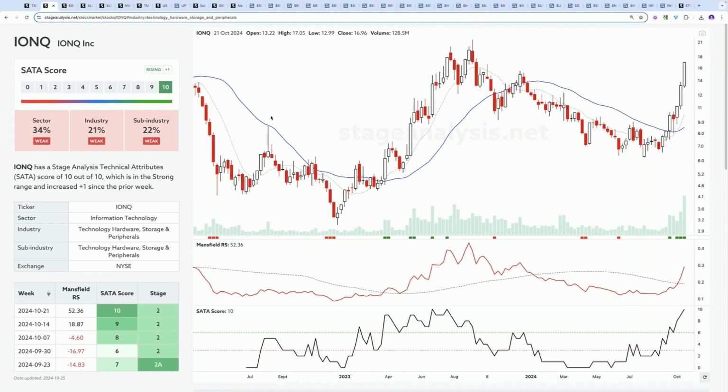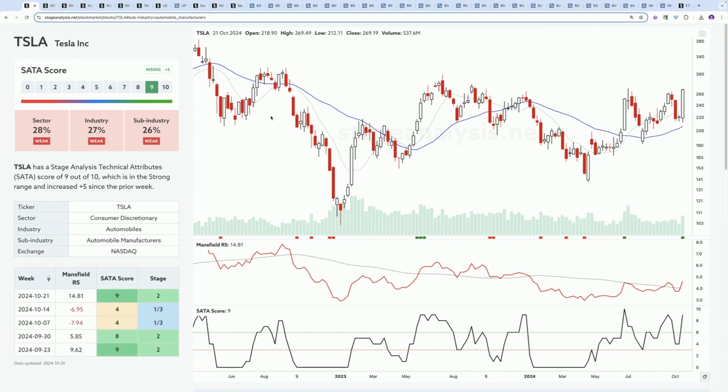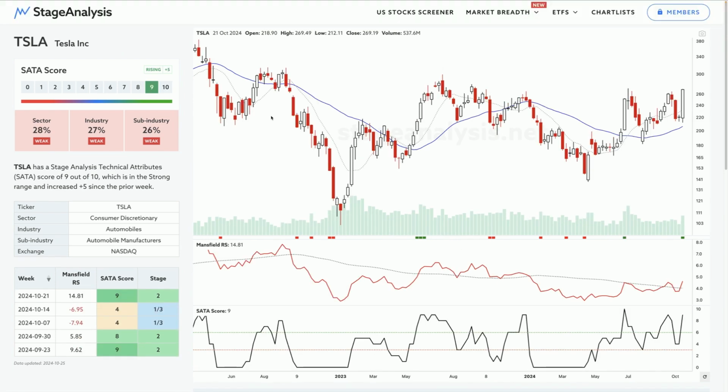So for example, we're looking for Tesla, maybe. Back to Tesla here. When a stock starts to move out into stage 2 and then starts to pull back, it's only been in stage 2 for 4 or 5 weeks at that point. Once it's pulling back into this area here, you can see the stage analysis technical attributes score has dropped off down to a 4. So we're in the neutral range, and you'll see in the table down here that it's a 4.